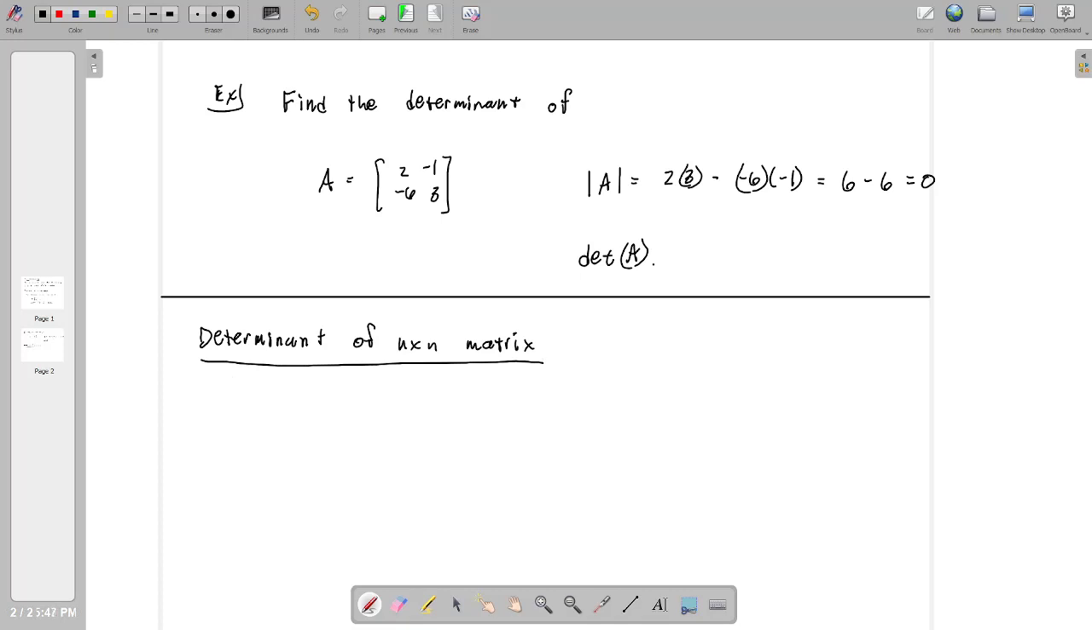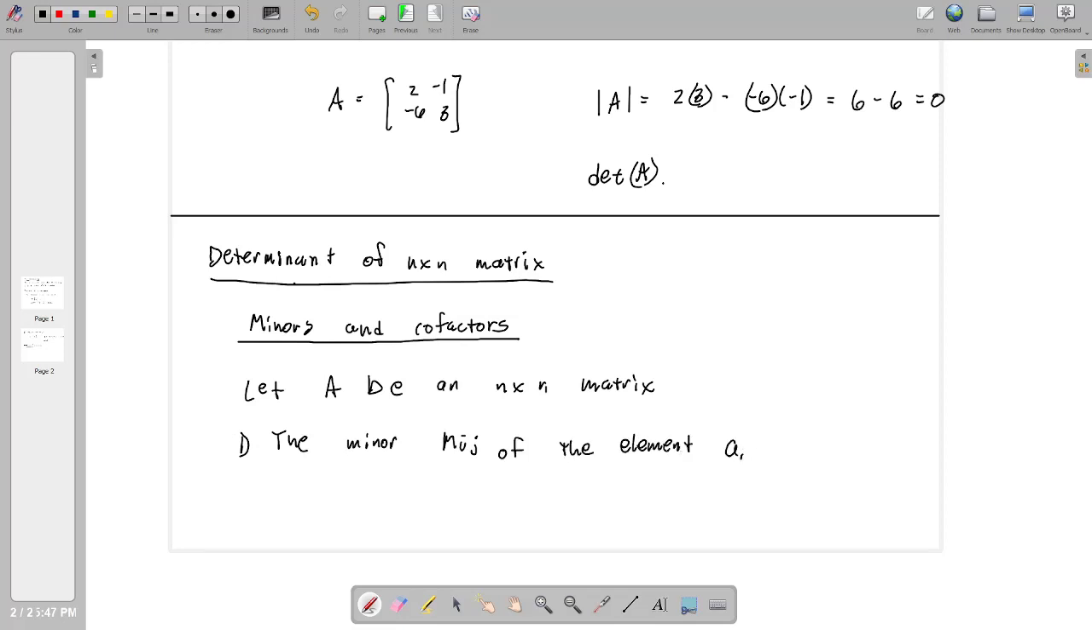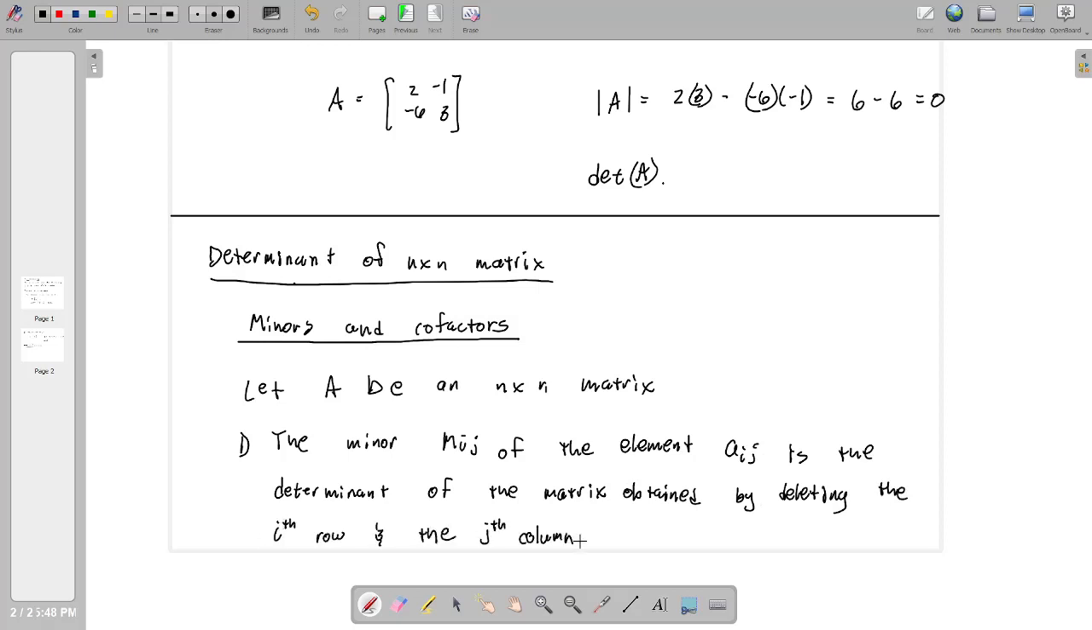When taking the determinant of an n by n matrix, we need to figure out a couple of things, namely the minors and cofactors. Let's figure out what these are first, because we need these in order to find the determinant of an n by n matrix, basically an arbitrarily large square matrix. Let A be an n by n matrix. 1. The minor M sub ij of the element A sub ij is the determinant of the matrix obtained by deleting the ith row and jth column of A.